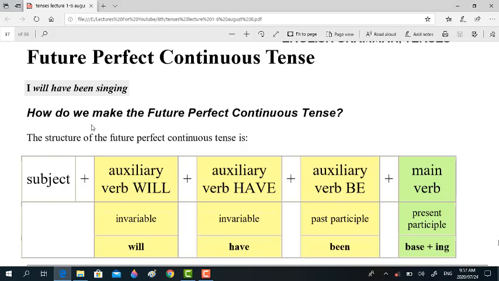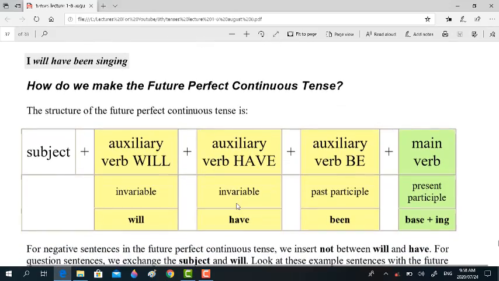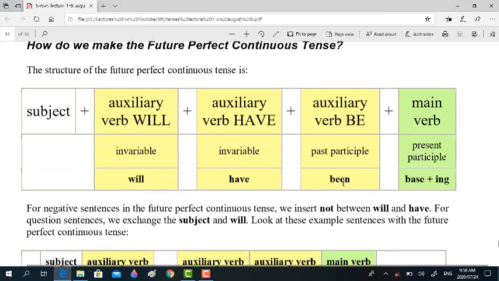How do we make the future perfect continuous tense? The structure is subject, auxiliary verb will, the other auxiliary have, and the next auxiliary been. So it is typical in a sense that it has 3 auxiliary verbs, will, have, been, plus base form and ing, right? For negative sentences, we insert not between will and have. For questions, we exchange the subject and will.